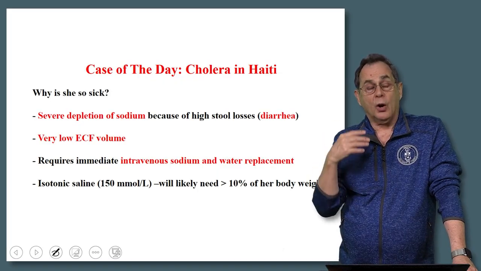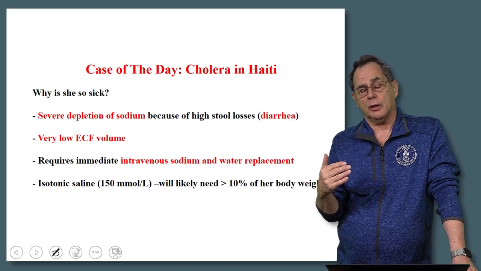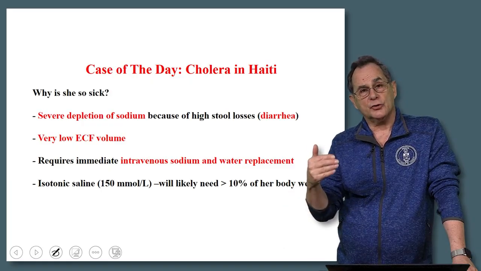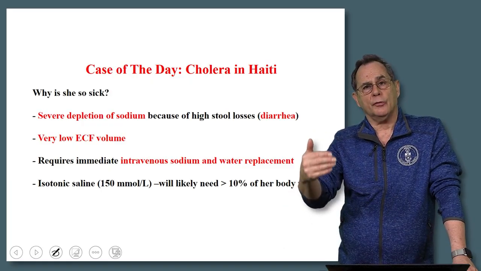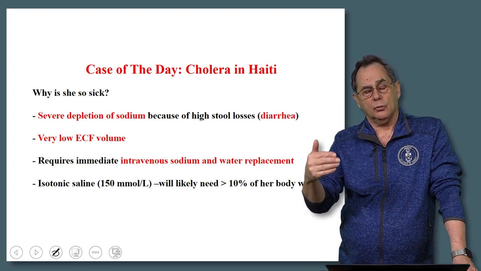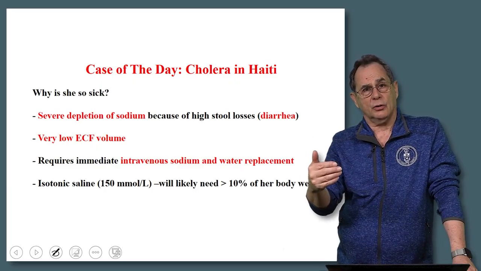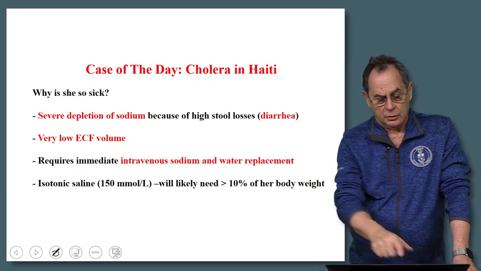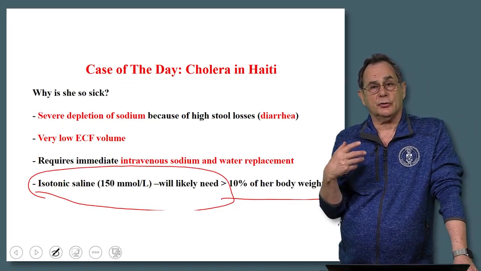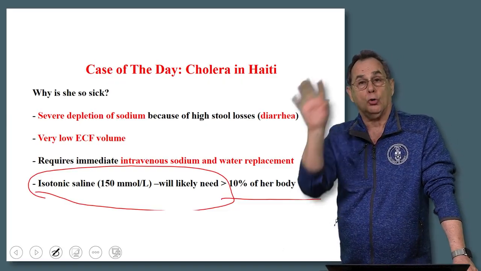And she requires really immediate sodium and water replacement, so that someone with cholera will die if there is no ability to restore their intravascular sodium and water, to replace their sodium and water that they've lost as a consequence of the diarrheal fluid. So indeed, she'll need isotonic saline likely, and it's possible that that volume of isotonic saline can be as much as 10% of her total body weight.